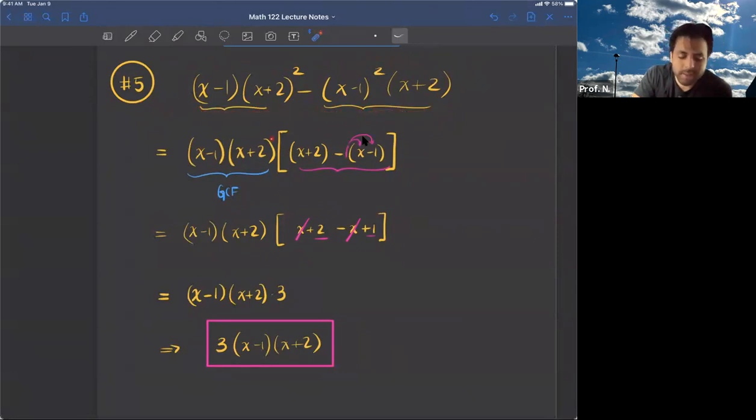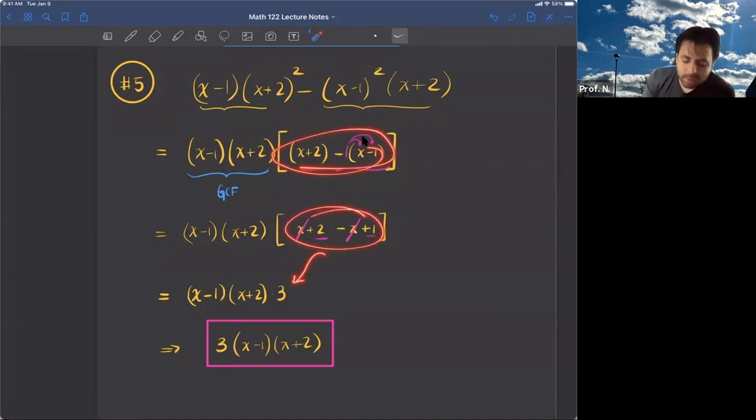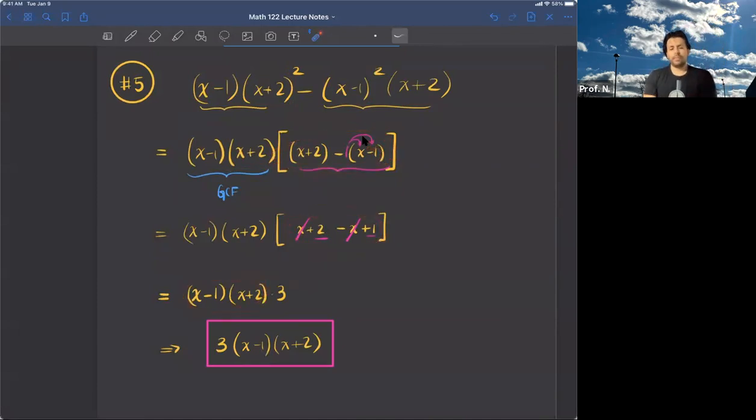And the GCF is exactly what's in common in both of these expressions. It's just that when I factor out the GCF, I'm left with the x plus 2 in the first term, and I'm left with an x minus 1 in the second term. And so therefore, when I continue with the combining like terms here, I'm only left with the 3. And this is already factored for me, so I'm good.